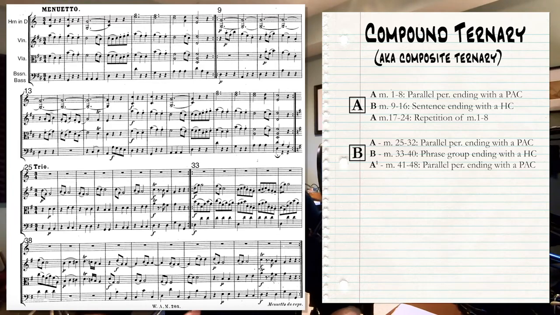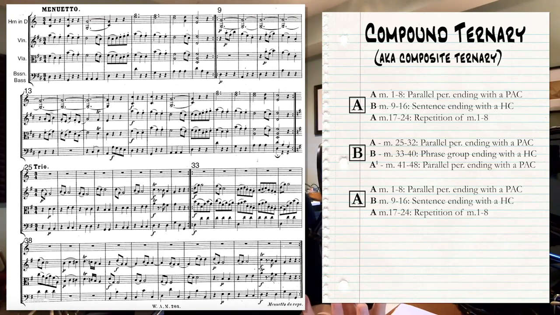And so when you factor in the fact that the minuet is played again, we have a large A, a ternary form making our squared A, and then we have another ternary form creating our squared B, and then of course we play the squared A section again. That leaves us with a compound ternary, meaning a ternary form made of ternary forms. This is a very simple example.